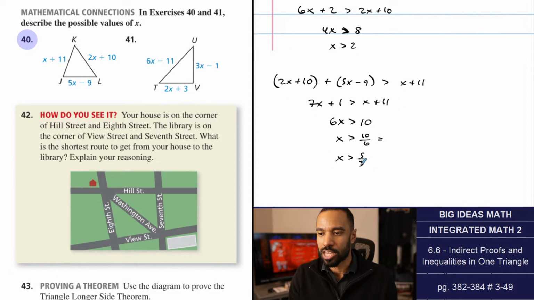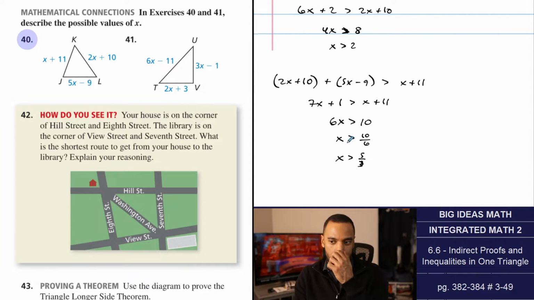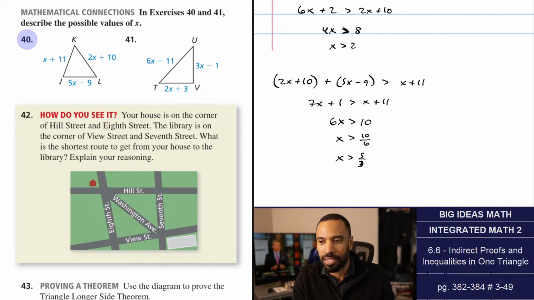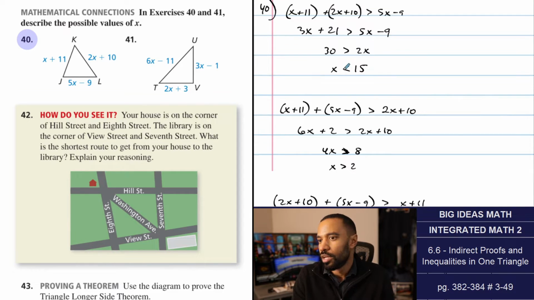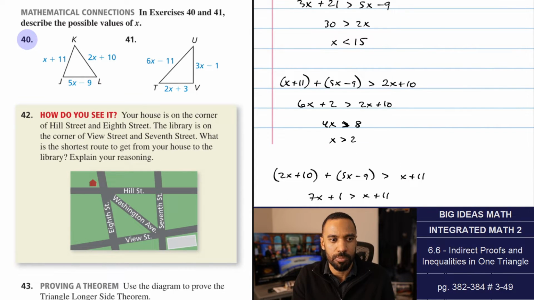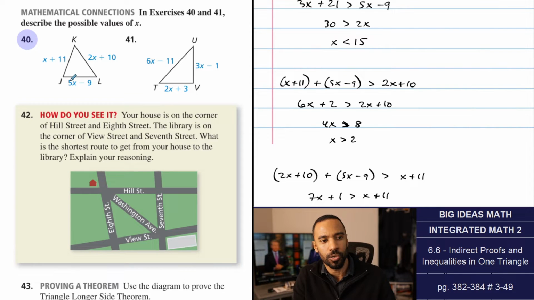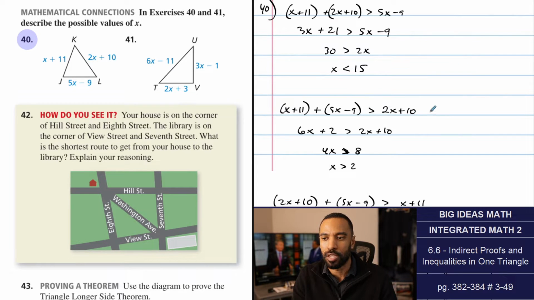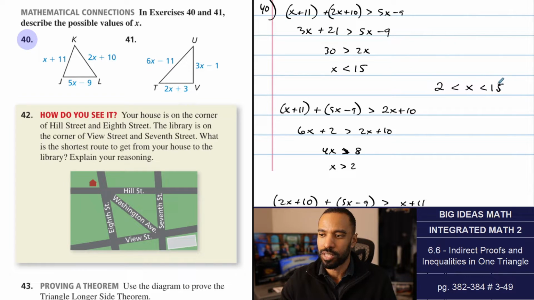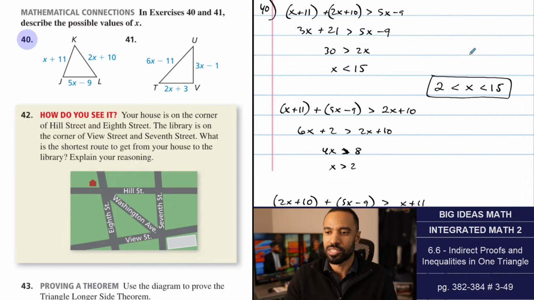So here's the thing. x has to be greater than 5/3, but x also has to be greater than 2, and 2 is more than 5/3. So the 5/3 one does not apply. Even if it did, I think 5 times 5/3 minus 9 might give me a negative number. I'm not sure, but that one cannot apply in this case. So x has to be between 2 and 15 for this. And if x is 2, 5 times 2 is 10, minus 9 is 1. That can still work. So I'm going to say x has to be between 2 and 15. Once again, 5/3 is less than 2.